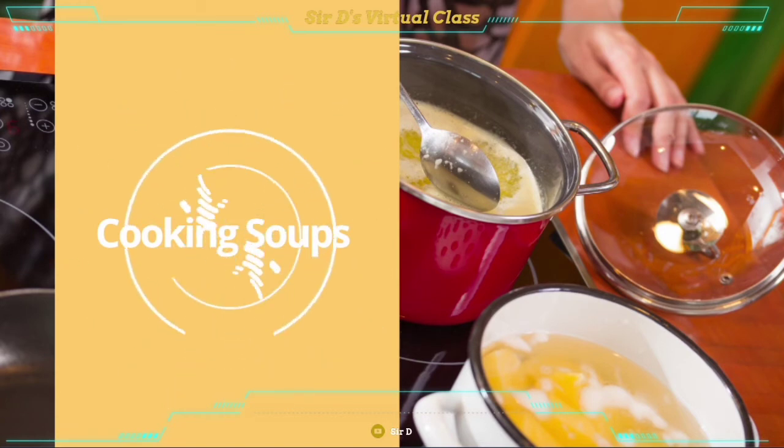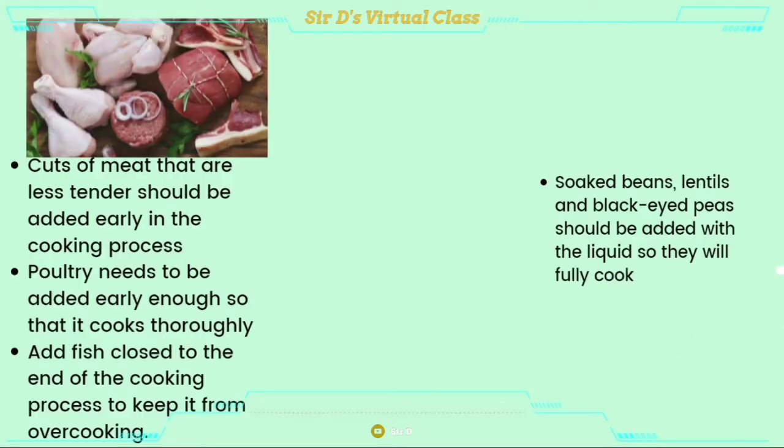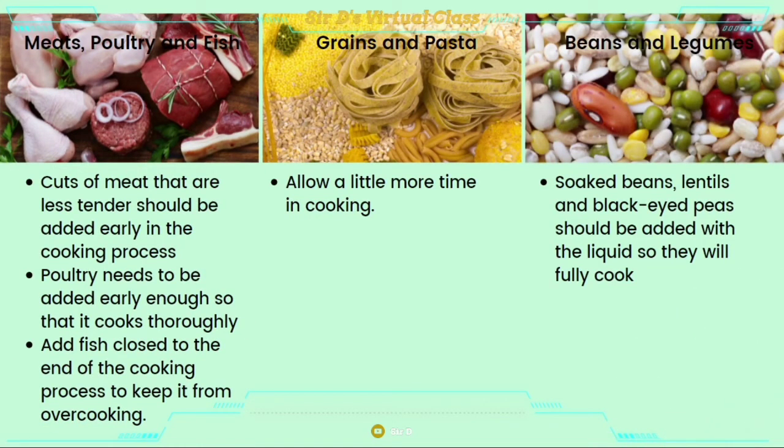Now, let us move forward to cooking soups. In cooking soups, we would use meats, poultry, and fish. Remember, cuts of meat that are less tender should be added early in the cooking process for them to be softened and to extract their natural flavors to be infused in our soup. Also, poultry needs to be added early enough so that it cooks thoroughly.